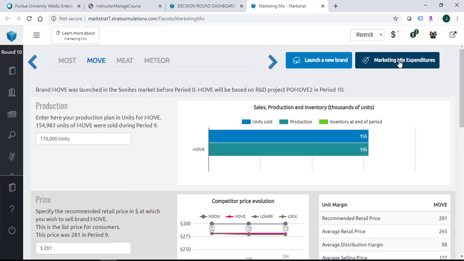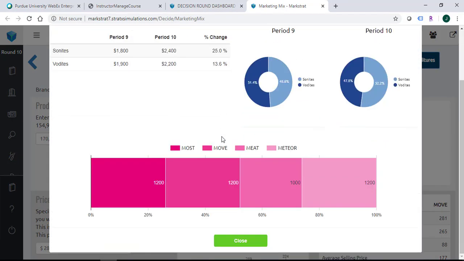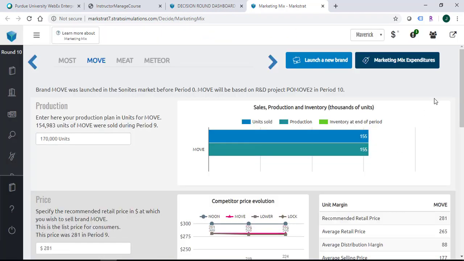If you click on the marketing mix expenditures, it will give you the summary for all the expenditures you are going to spend based on your decision. So that is for the marketing mix decision.